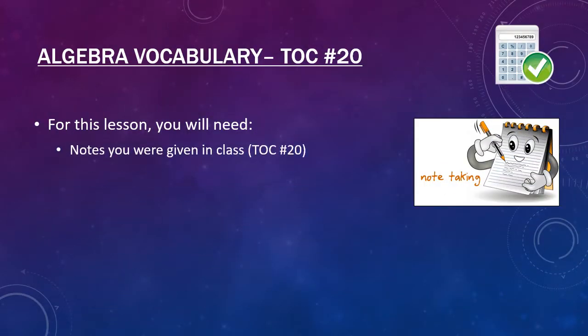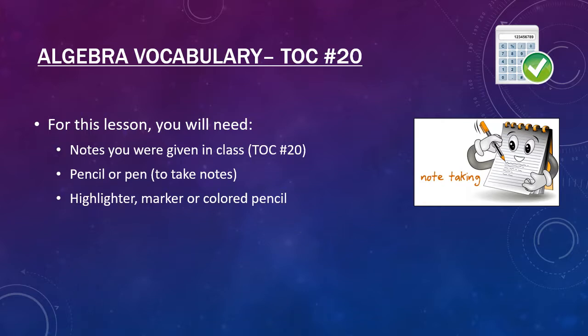For this lesson, of course, you will need your TOC number 20 you were given in class, a pencil or pen to take notes. It was probably a wise idea to have a highlighter, marker, or colored pencil to highlight some key words. And calculators are permitted for this unit, and they are encouraged. If you do not have a calculator at home, you can download the Desmos app, or you can use the Desmos site on the computer.